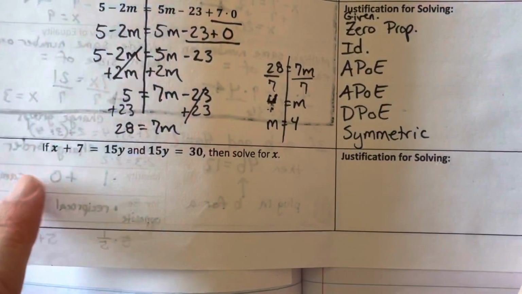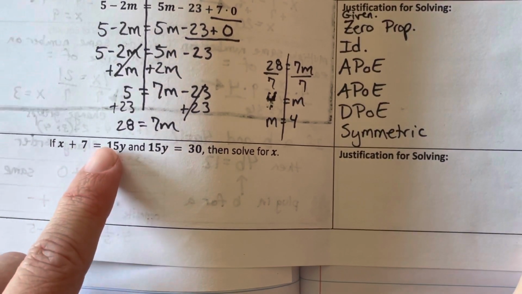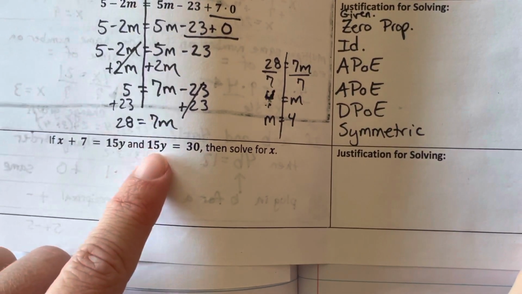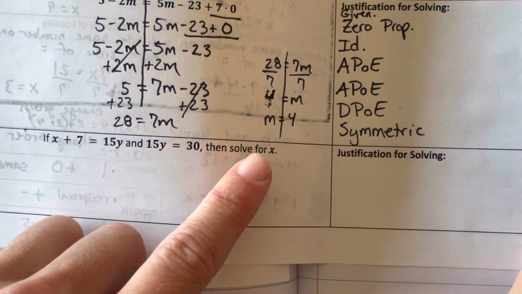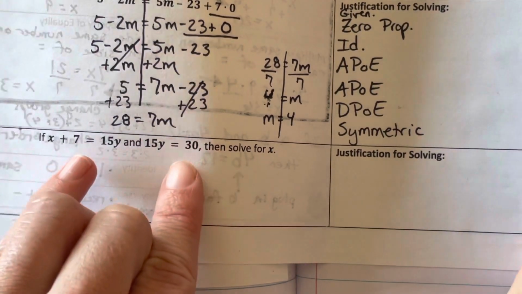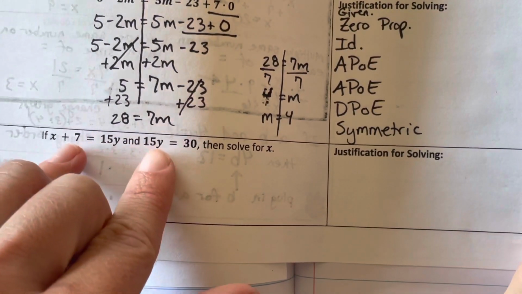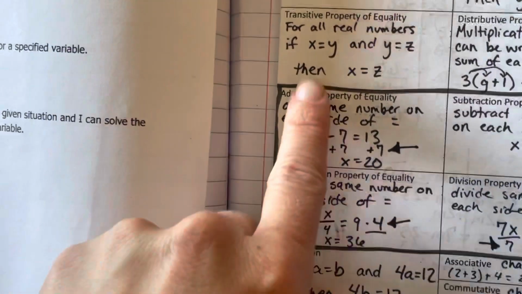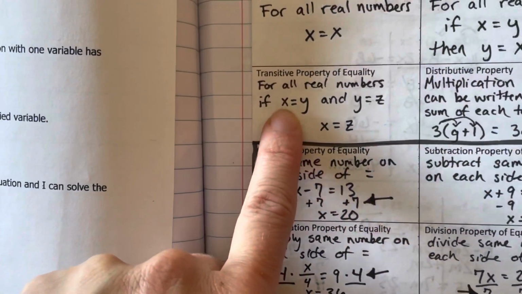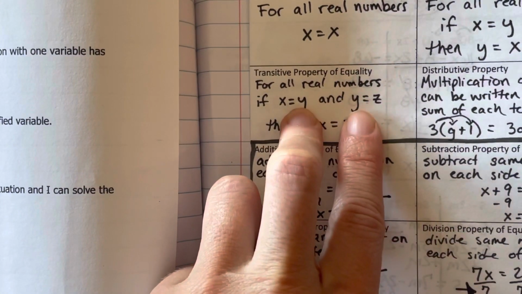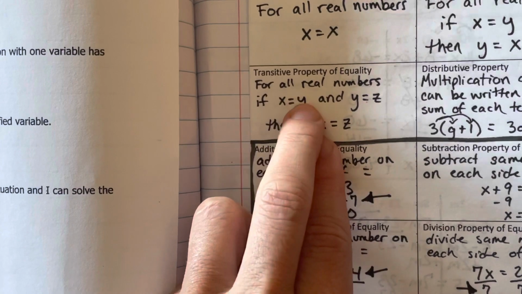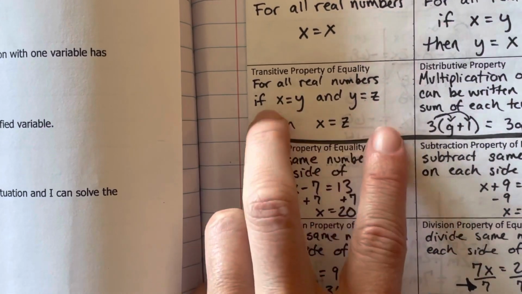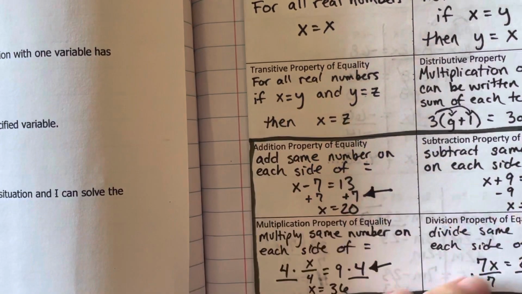And so if we read it, it says, if 7 plus x is equal to 15y, and if 15y equals 30, then solve for x. And so we've got two parts here, but notice what's true about the things in the middle. We've got a 15y. That should ring true if you look back here at what we said about the transitive property. If you have the middle thing that's the same, if x equals y and then y equals z, then you can actually set the outside things equal to one another.